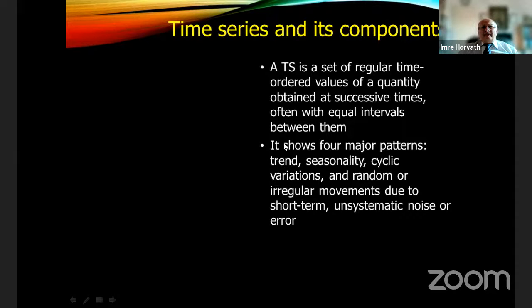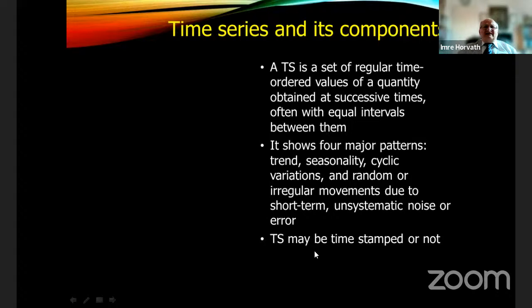So time series data typically show 4 major patterns: the trend, the seasonality, the cyclic variation, and the random or irregular movement due to short-term unsystematic noise or error.